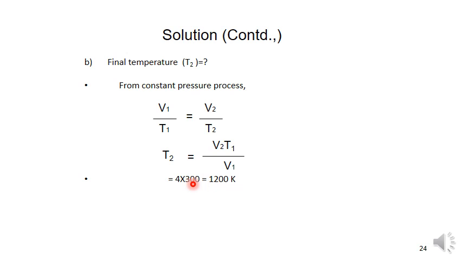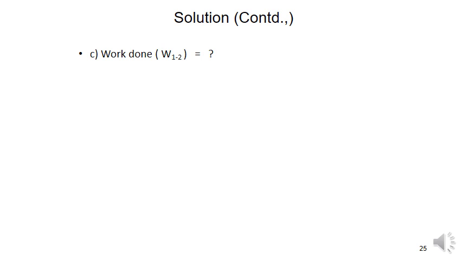Because we have taken the temperature in Kelvin, we get the answer also in Kelvin. If you want it in degrees centigrade, simply subtract 273 from the answer, and we will get it in degrees centigrade. So this is T2. Now the work done. What is the work done? Work done is nothing but, at constant pressure, P into V2 minus V1.